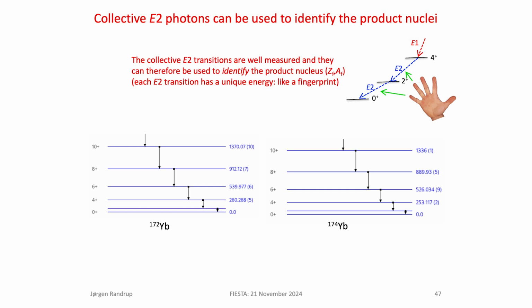Here's an example I just took out of the table of isotopes, two different isotopes of ytterbium, and you can see they look similar, 0, 2, 4, and so on, but the energies are sufficiently different that you can easily tell the difference. So experimentally, you can look at the gammas and then you know which nucleus you're dealing with.